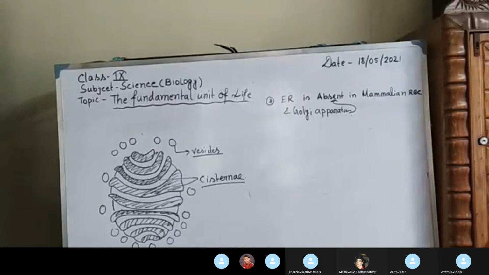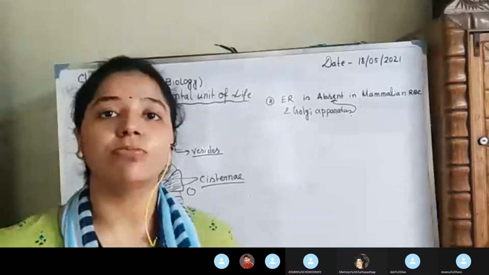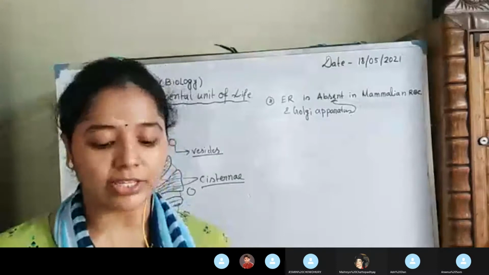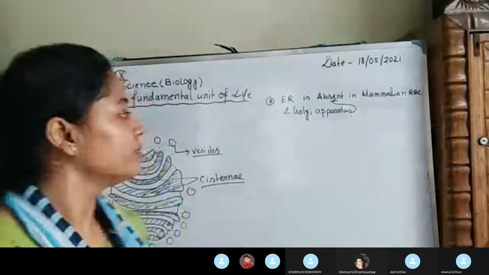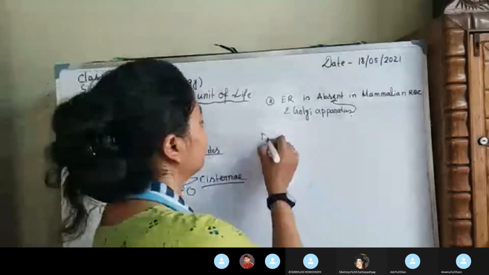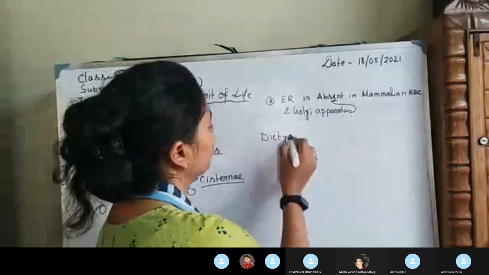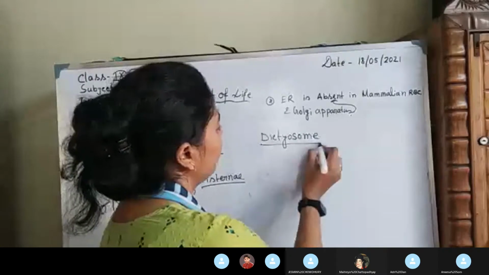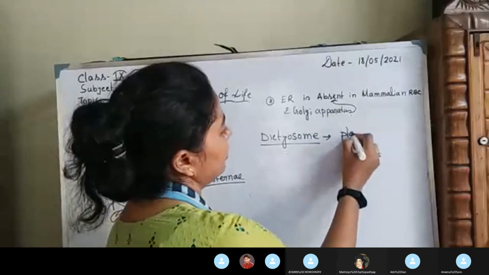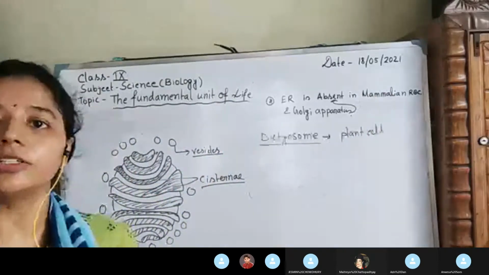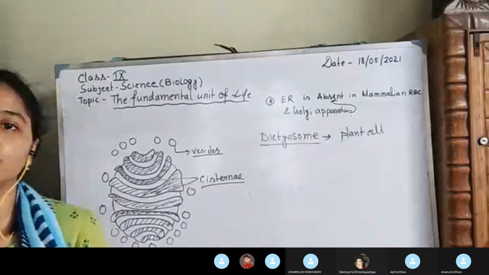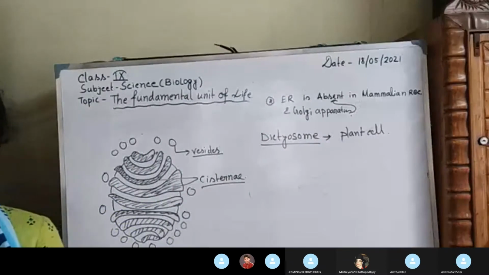Now, Golgi apparatus is a single complex in animal cell. In plant cell, it is formed of separate unit-like structures known as dictyosomes. Did you understand this point? What is dictyosome, students?